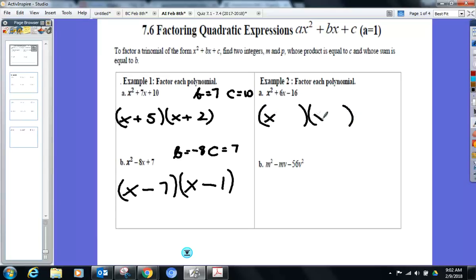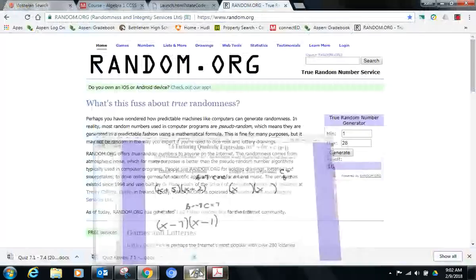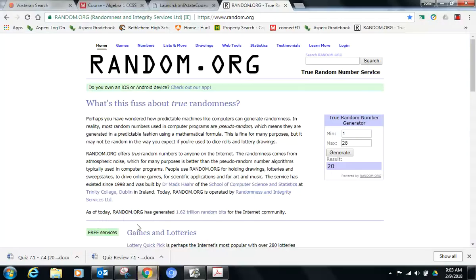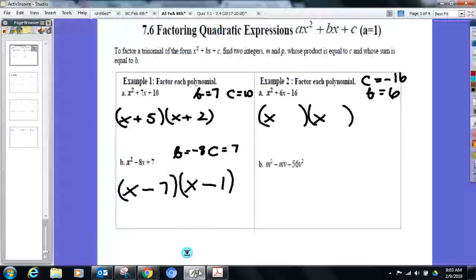So x and x. What's your C value now? 20. What's my C value? Sign goes with it. Negative 16. And how about the B value? 6. Think of numbers that multiply to 16 that you can get a 6 from. Don't give up, because some of these numbers are going to be tough to do it with. You got numbers that multiply to 16, but are going to involve a 6 when you add them. Got anything?